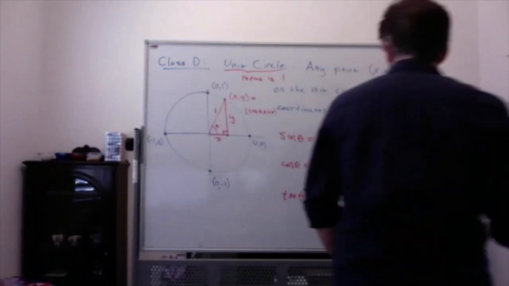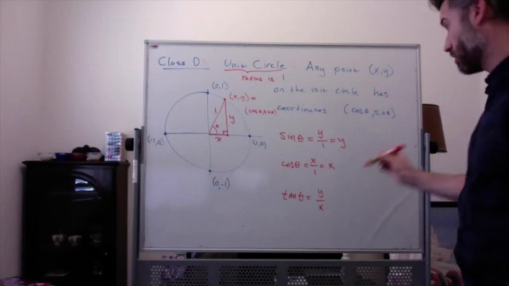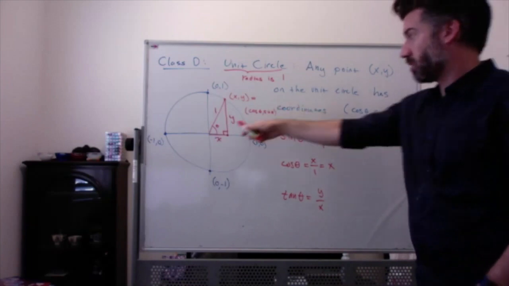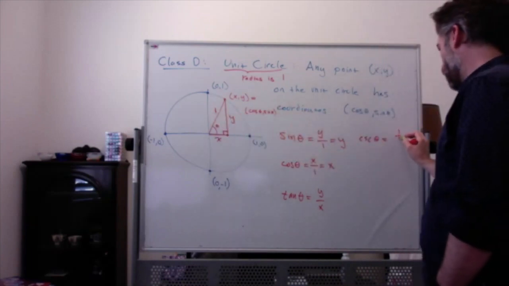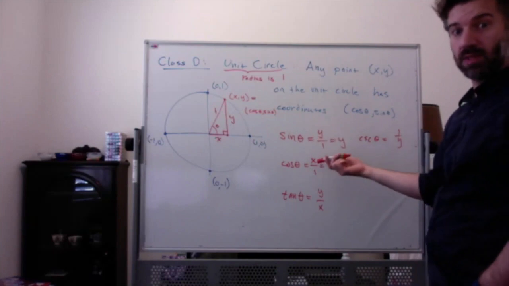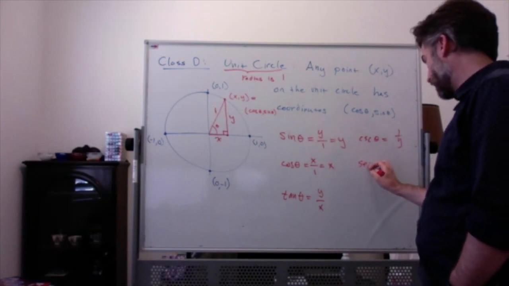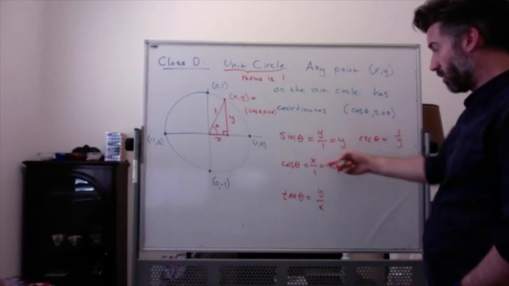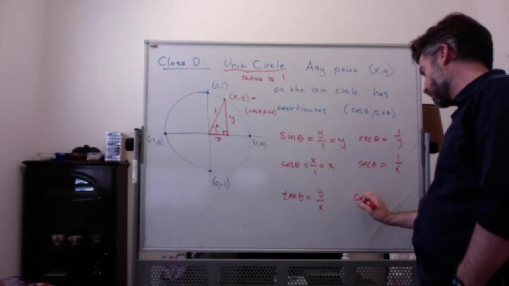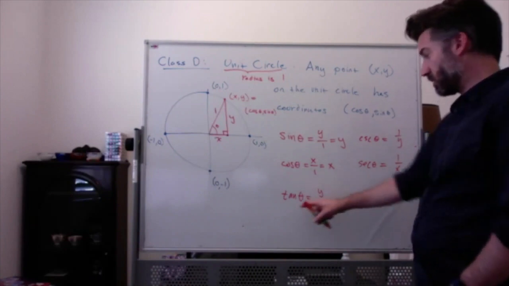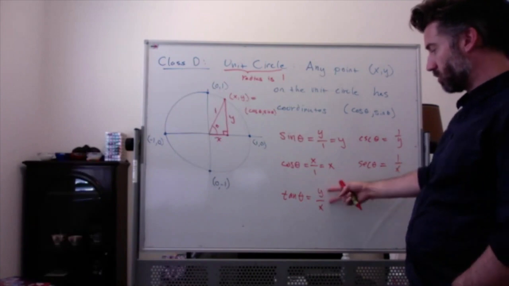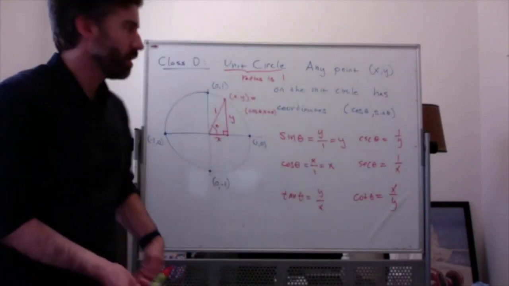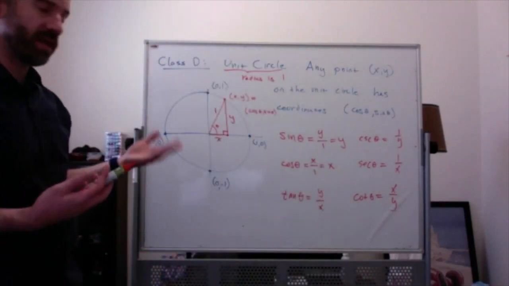And then the reciprocal functions are still the reciprocal functions. Cosecant of theta is still hypotenuse over opposite, which is going to be 1 over y, or just the reciprocal of sine theta, which is 1 over y. Secant of theta will be the reciprocal of cosine, which will be the flip of x over 1, which will be 1 over x. And cotangent of theta will be the reciprocal of tangent, which will be the flip of y over x, which will be x over y. So this is one way of thinking about the trig functions.